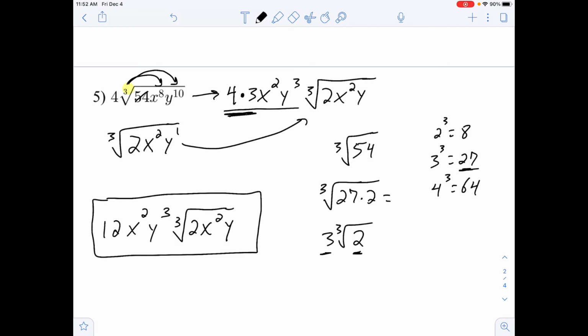All right, so hopefully this helps you with simplifying radicals. And what I'm going to do in the next video is we're actually going to do operations with radicals.